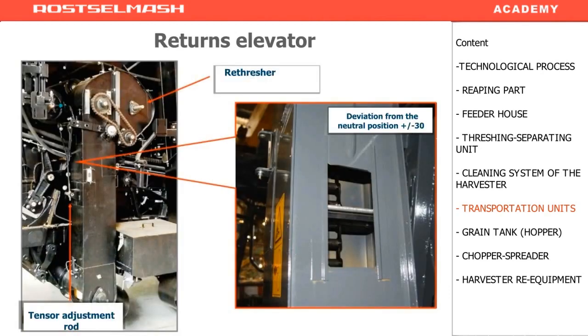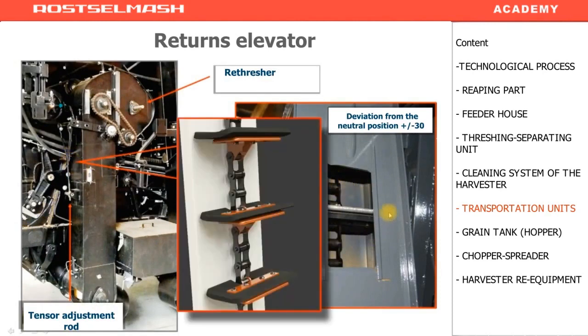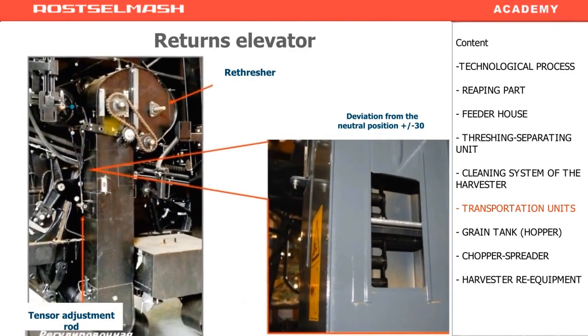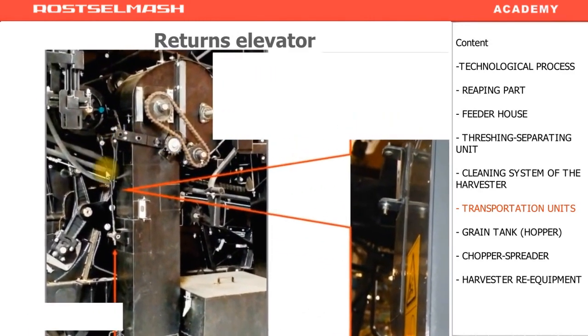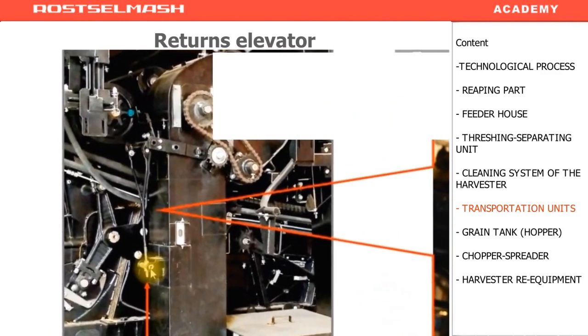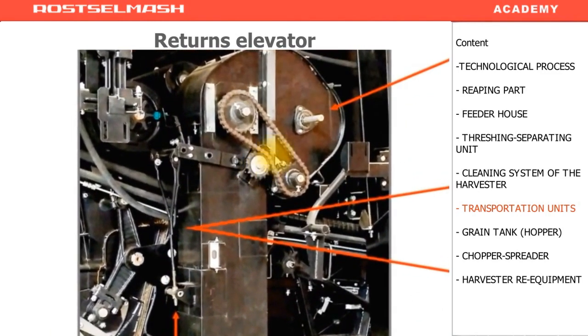Tailings elevator. The tension is also checked by inclining the blade. There is also a rod for adjusting the tension. Before rotating the rod to adjust the tension, you have to loosen the tension roller in this chain.